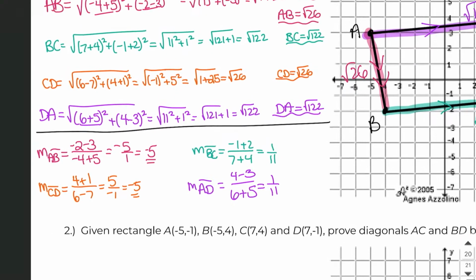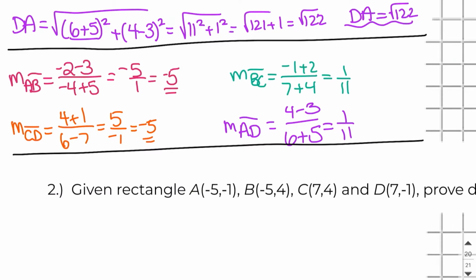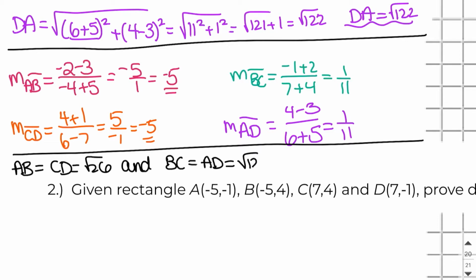How do we know this is a parallelogram? Because opposite sides are congruent and parallel. So here we can say, in our concluding statement, that AB is equal to CD, which is equal to the square root of 26, and BC is equal to AD, which is equal to the square root of 122. So opposite sides are equal.